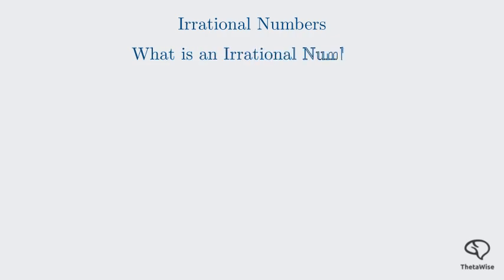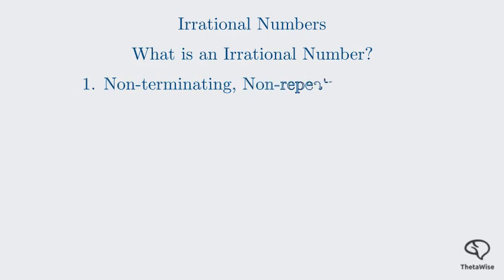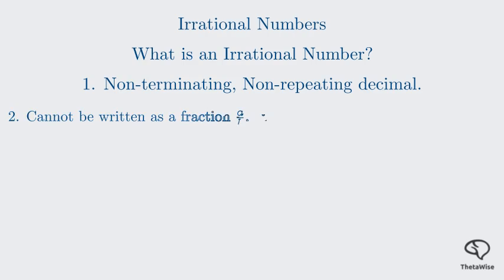There are two key properties that define them. First, an irrational number is a number that can be written as a non-terminating and non-repeating decimal. This means the decimal part goes on forever without ever settling into a pattern. Second, and this is a consequence of the first point, an irrational number cannot be expressed as a fraction a over b, where a and b are integers and b is not zero. You can't write it as a simple ratio.